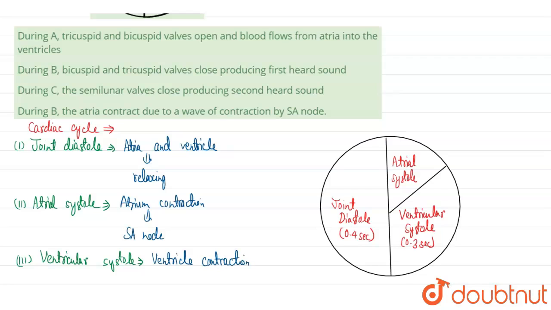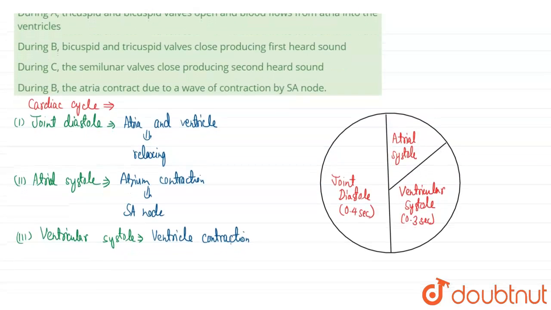And during this phase, our valves will be closed. Our bicuspid and tricuspid valves, which are present between the atrium and the ventricle, will be closed to prevent the backflow of blood from ventricle to the atrium. So our first sound will be produced, that is the lub sound. And after the ventricular systole our second sound will be produced, that is the dub sound, by the closing of the semilunar valve.